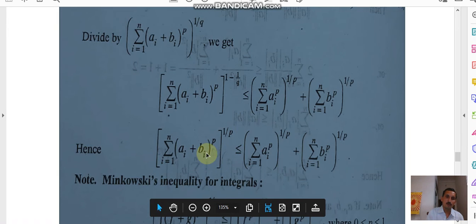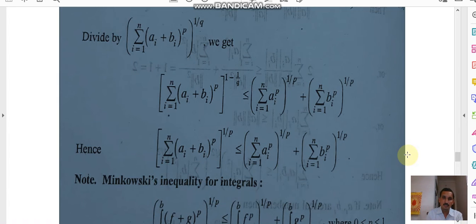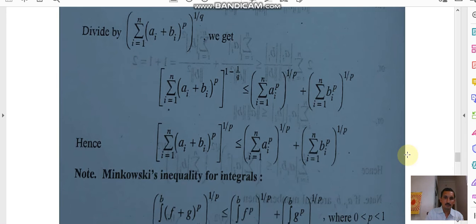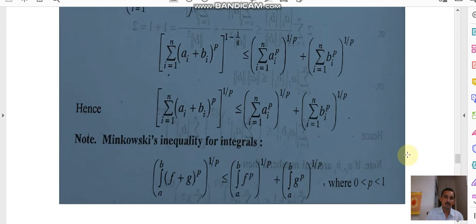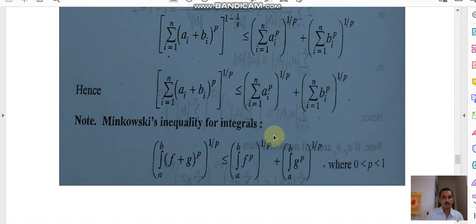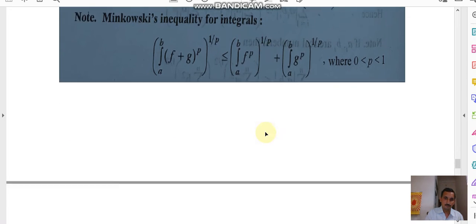So the p-th power, whole to the power 1 by p, is less than or equal to the sum; this is also known as the triangle inequality, and when we consider the norm, these terms will become a norm in L^p spaces. So we will see this in later cases. Minkowski inequality for integrals: the summation will be replaced by an integral.